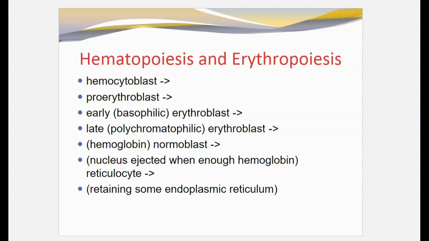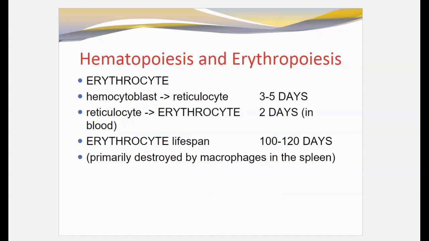because it holds on to a little bit of the endoplasmic reticulum. How long does that take from the stem cell to the reticulocyte? About 5 days. And then from the reticulocyte to mature into an erythrocyte, about 2 days. So when you think about the total, it takes about 7 days to replace blood. How long does it last? About 100 to 120 days. So if you take 120 days, divided, that's 4 months. So you get new blood 3 times a year.